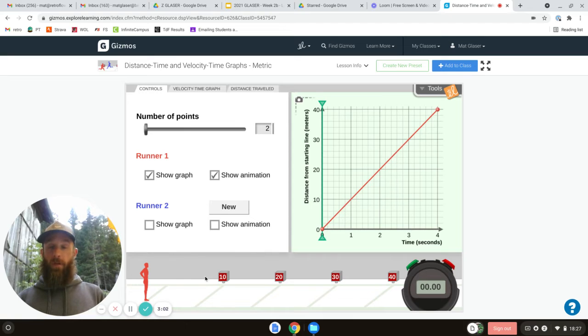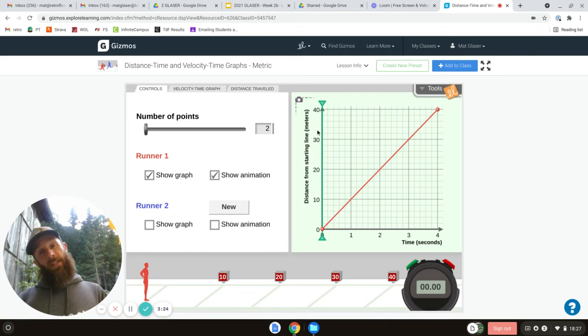You have a couple different screens here. You have things on the screen. You have a runner down here, okay? 10, 20, 30, 40 meters. You have these controls right here, so you can change the number of points on your graph. We're going to start with 2. You can have 2 runners, actually, if you want to mess around with that. Leave it on show graph, leave it on show animation, okay?